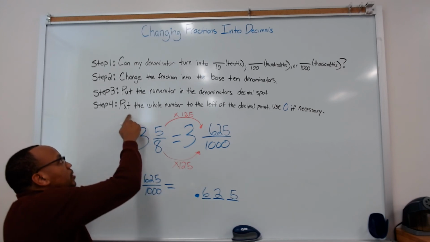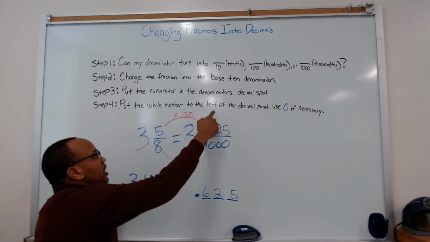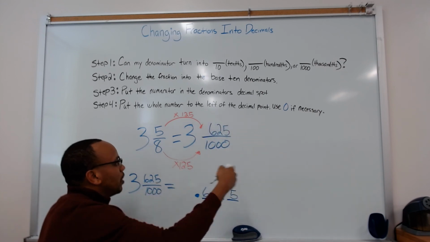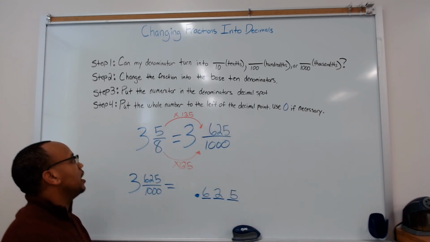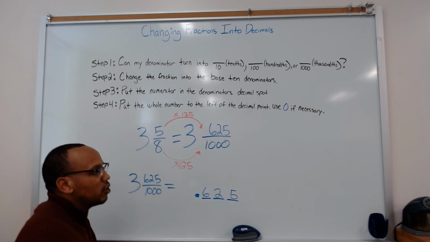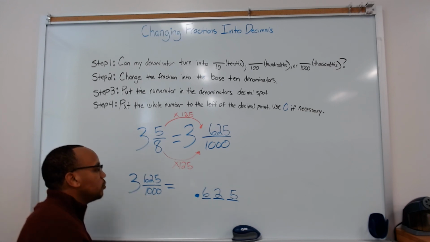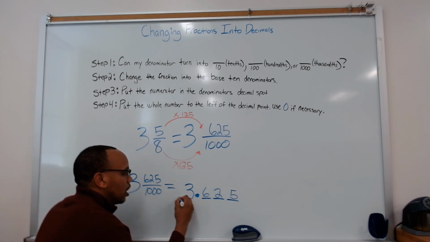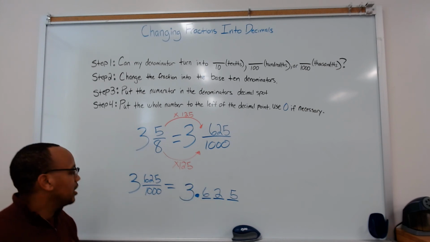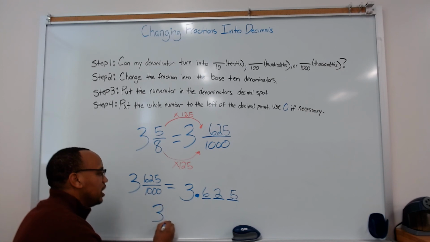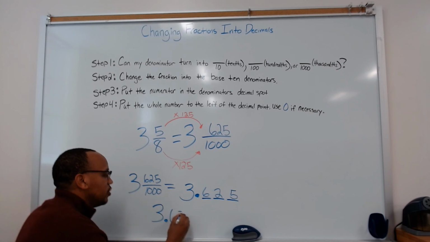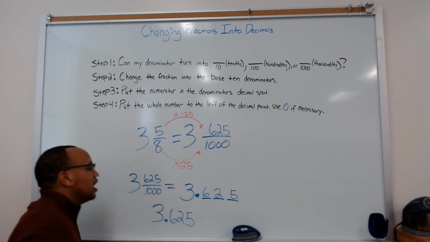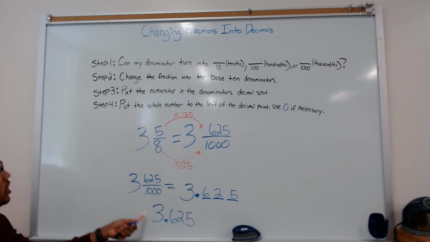Step 4, put the whole number to the left of the decimal point. Use 0 if necessary. I actually have a whole number, so we're not going to use 0. We're going to use the whole number 3. Put it to the left of the decimal point. All right? So your answer, 3 and 625 thousandths, is the decimal version of 3 and 5/8.